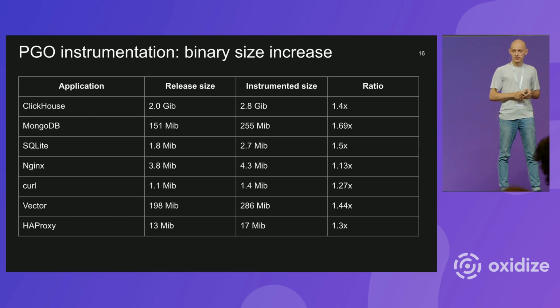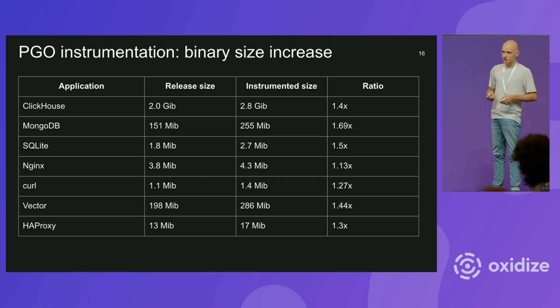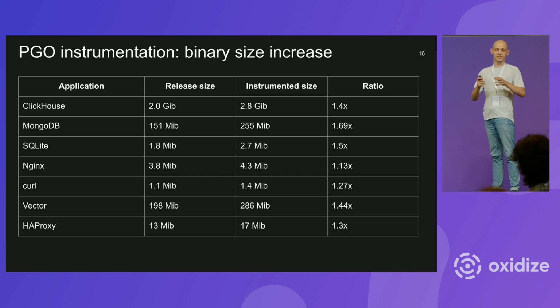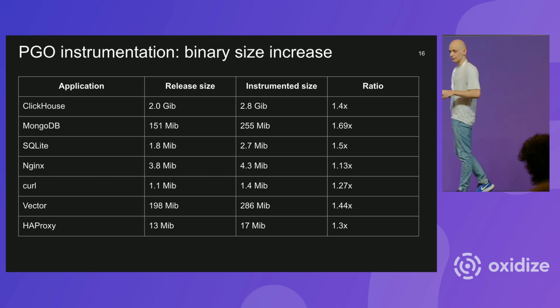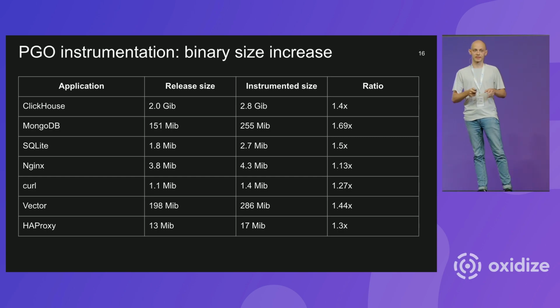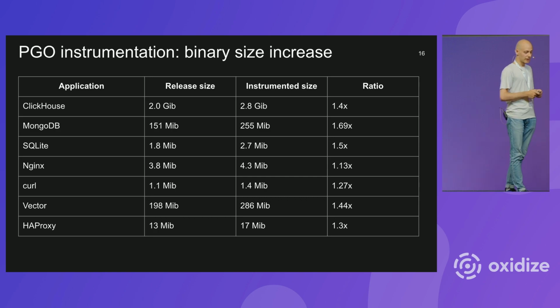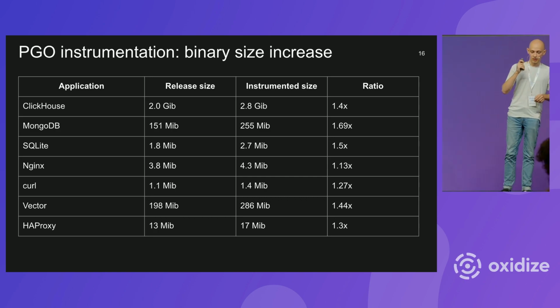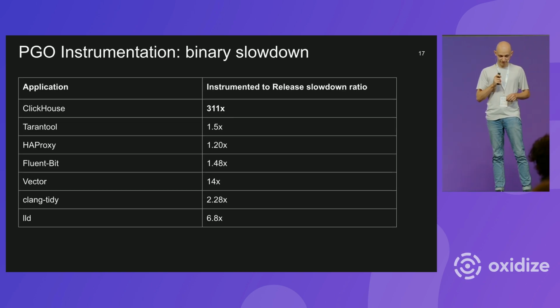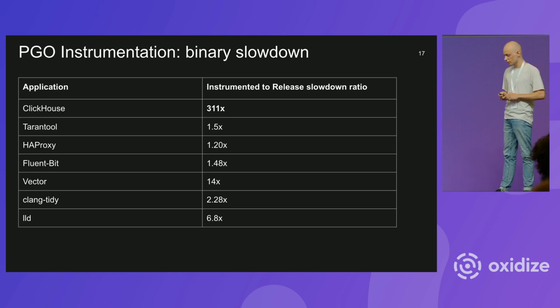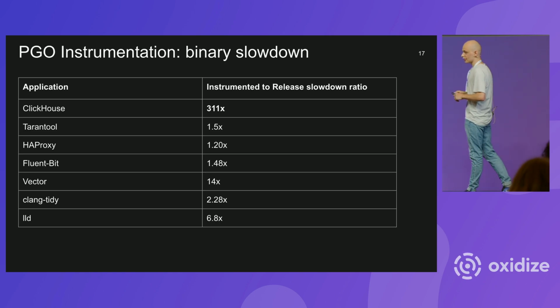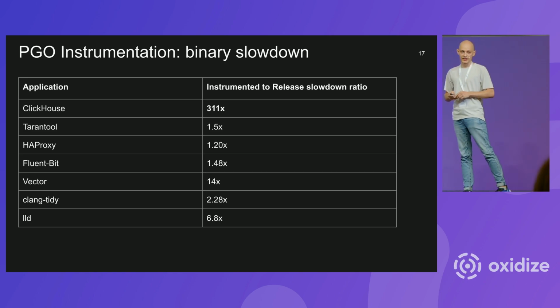Actually, we don't see anything critical here for applications like databases and so on, because we are not space limited nowadays. However, it can be critical for you if you are working in the embedded domain and so on. So please be careful. But the worst thing here is binary slowdown. Actually, in practice, it cannot be really predictable.